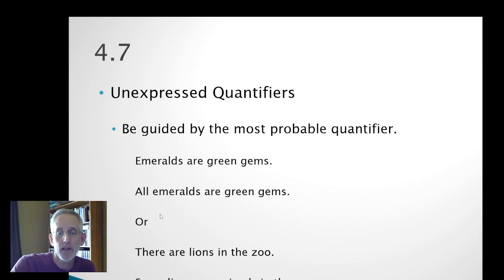We are simply making a claim about just the lions in the zoo. So we would translate that as some lions are animals in the zoo. So it meets standard form. You have the noun in the subject slot, R is the copula, and the noun phrase animals in the zoo as the predicate position. Okay, so those are fairly simple. When you see statements that lack a quantifier, it's usually pretty easy to figure out whether it should be all, no, or some.